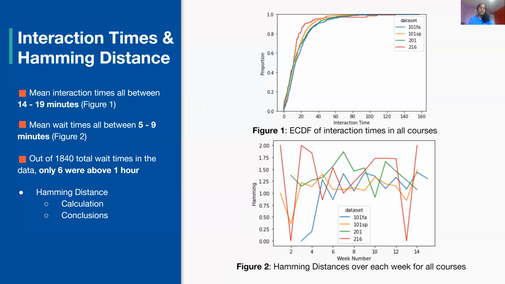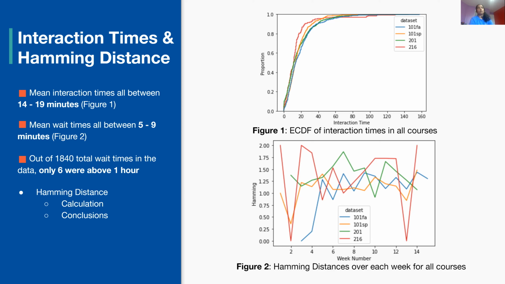And out of all 1840 total wait times in the data, only 6 were above 1 hour, which is also really good to see. Next is the Hamming distance. The Hamming distance is the number of positions at which the corresponding symbols are different. So we looked at a multiple choice question where you can select as many options as you want.